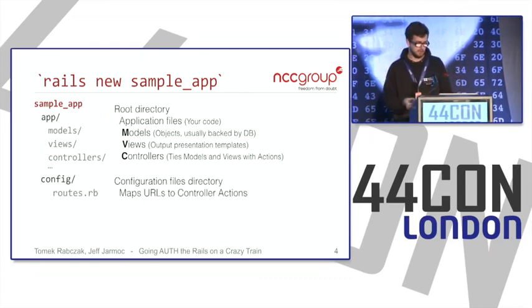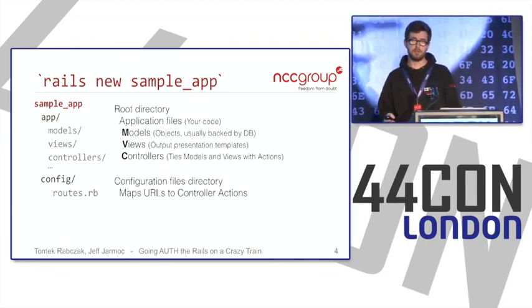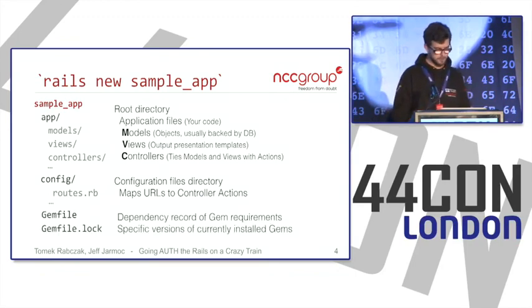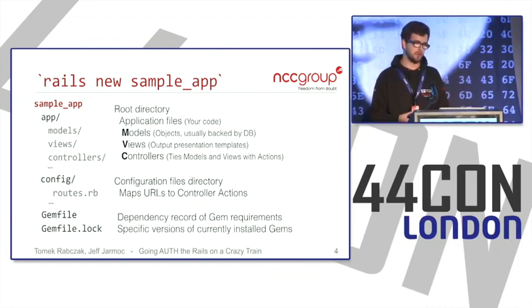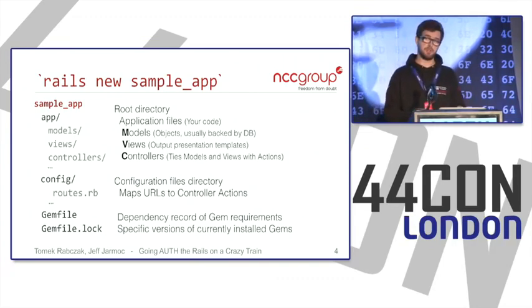One file that I want to mention here is the routes file, which is in the config directory. It's a DSL that maps URLs to controller actions. We'll talk about that a little bit more later on. Then we have two files, the Gemfile, which lists all of the gems or libraries in your Rails application, and Gemfile.lock, which is going to show you the actual specific versions of the gems that the application is using. This is useful if you're looking for a specific vulnerable version of a gem. You're going to tend to look into Gemfile.lock to see what version they're using.